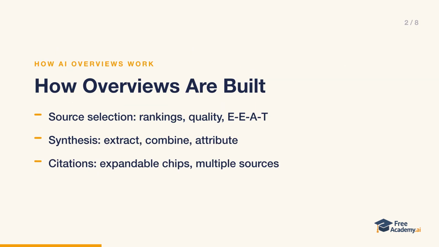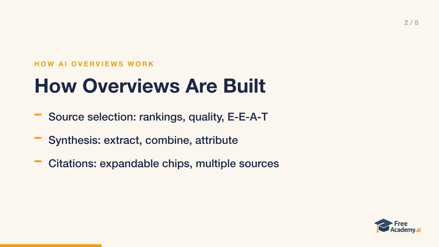There are three parts to how an overview gets built. First, source selection. Google picks sources using traditional ranking signals like authority and relevance, plus content quality and accuracy, EEAT signals, and how the content is formatted and structured. Second, content synthesis. The AI extracts relevant passages from those sources, combines information from multiple pages, creates one coherent summary, and attributes the information back to where it came from.